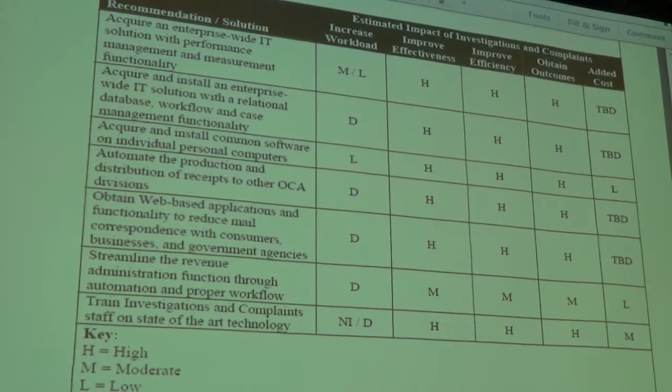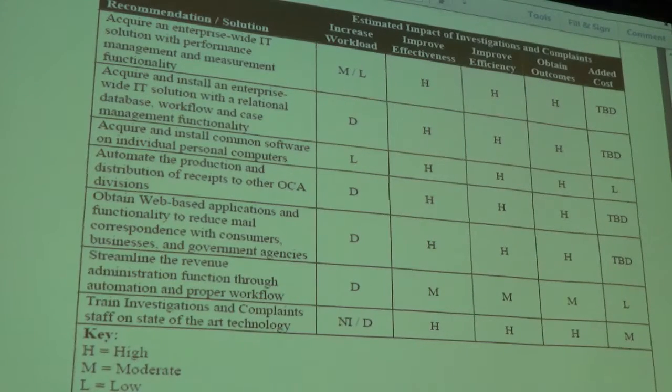So when you acquire and install software across all individual programs, we estimate it to have a low impact on workload, a high impact on effectiveness, a high impact on efficiency, a high impact on outcomes, and an overall low cost in terms of operational costs. When you talk about automating the production and distribution of receipts, that's going to have a decrease in workload because there's going to be less time dedicated to actually producing manual receipts. A high impact on effectiveness, a high impact on efficiency, a high impact on outcomes.